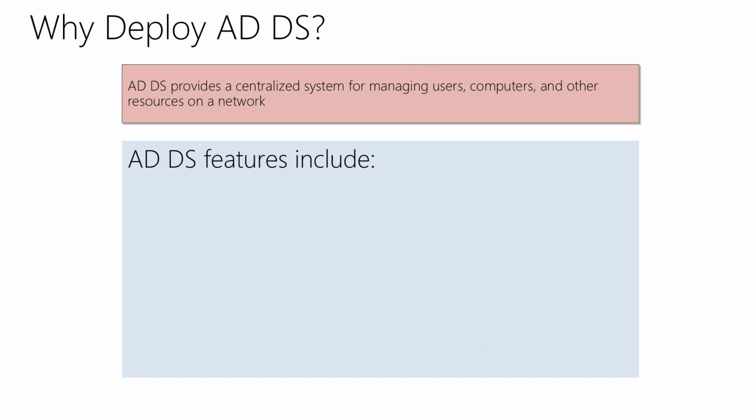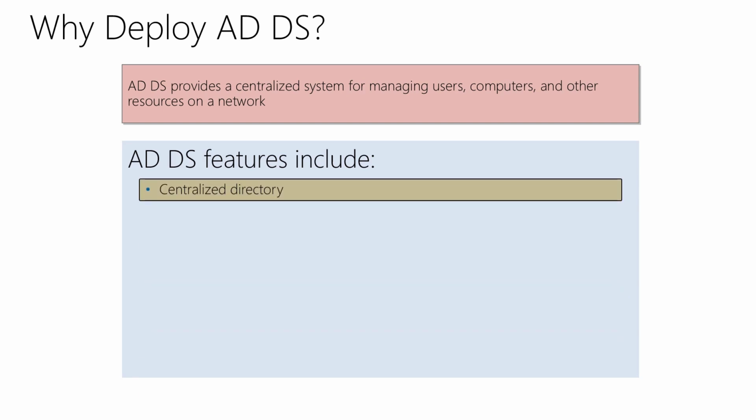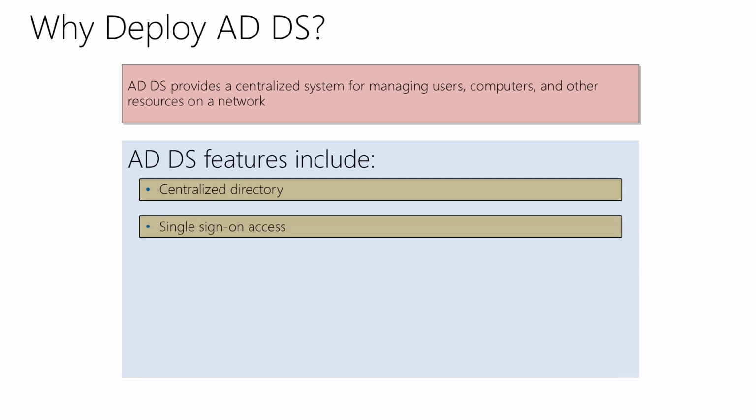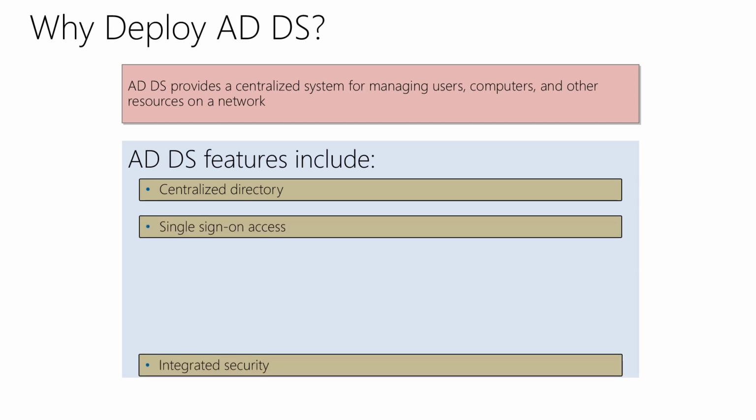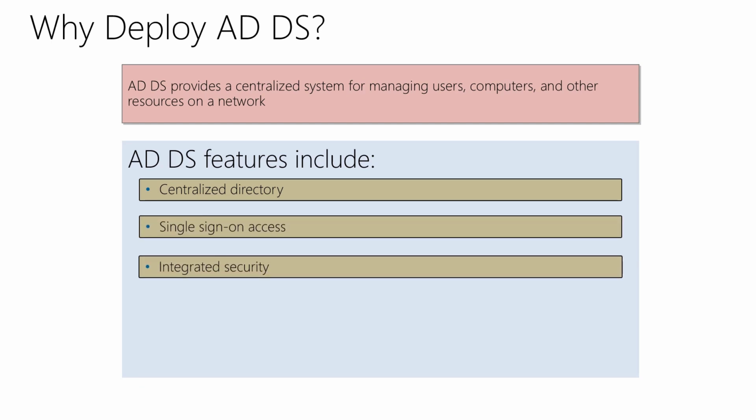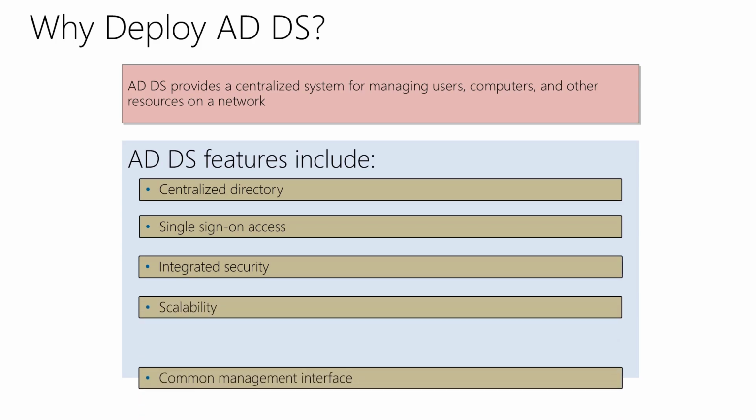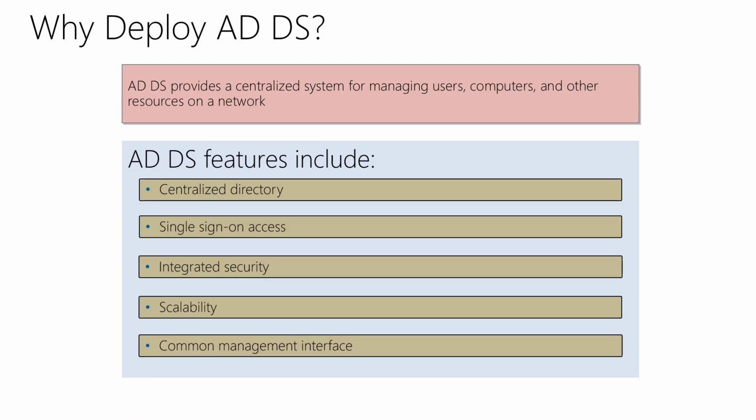Why deploy Active Directory Domain Services? Active Directory Domain Services provide a centralized system for managing users, computers, and other resources on a network. The features of Active Directory Domain Services include centralized directory, single sign-on access, integrated security, scalability, and a common management interface.